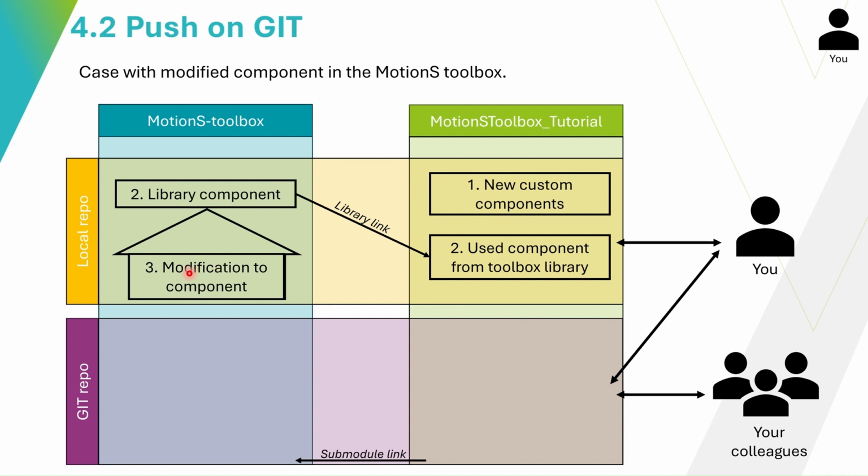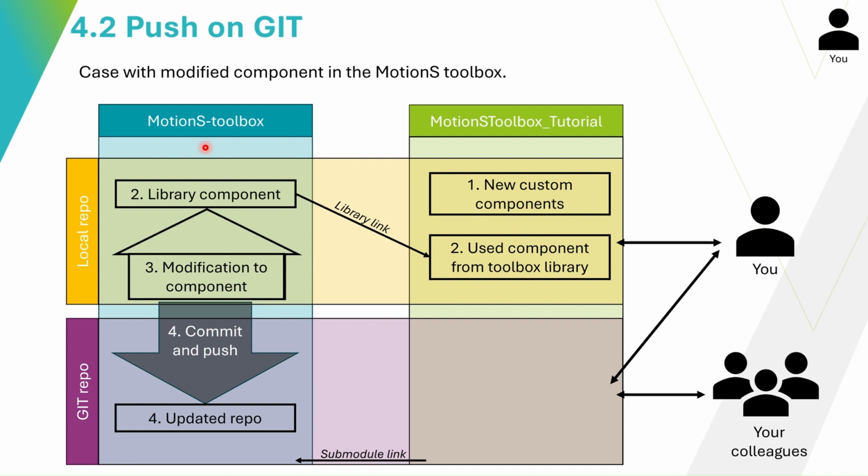And then, for example, we could also have made modifications to this slider crank. For example, if the equations in the slider crank are not the ones we want, we can make some modifications of this component. It was not done here. It will be for our next tutorial. But let's say that we also made changes in the toolbox itself. So it means that now we have changes here in the toolbox. We have changes in our tutorial, and we need to push all those things so our colleagues can also work with those new updates.